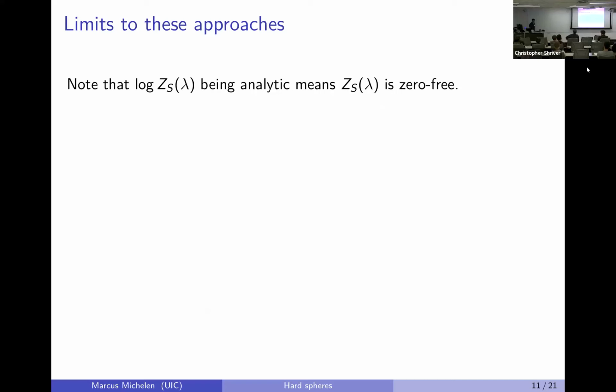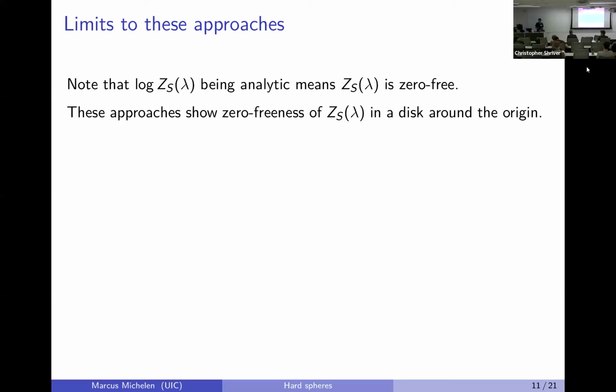So I want to note a couple of limits to these approaches. Log Z being analytic means that I have Z being zero-free. And these approaches show zero-freeness in a disk around the origin. But I just want to draw very quickly. Let's say this is 1 over eC. They prove zero-freeness over here.